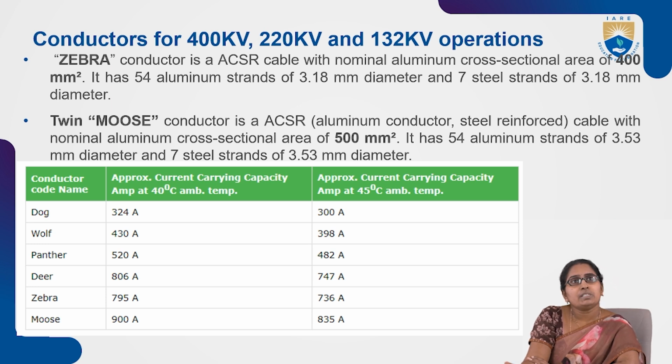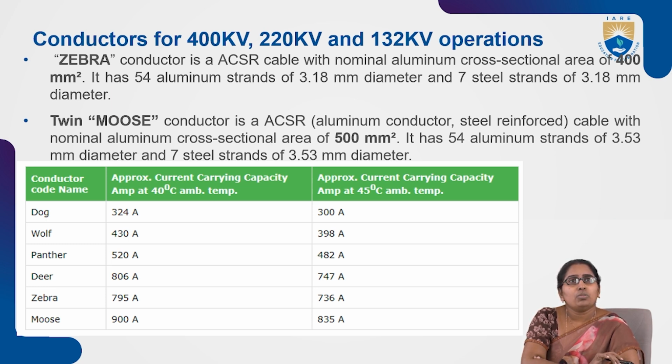Then we see the current carrying capacity in a table. What is the current carrying capacity at 40 degrees Celsius and 45 degrees Celsius ambient temperatures for the different conductors? First look at the dog conductor. At 40 degrees Celsius, its current carrying capacity is 324. Next, at 45 it is 300.